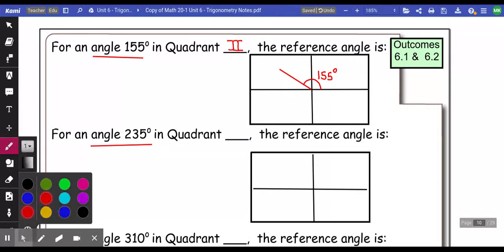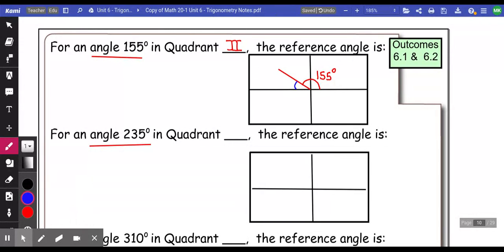And it has a reference angle in here of 180 degrees minus 155. That would tell me the reference angle. In this case, it's 25 degrees. The reason I did 180 is because 180 would get me all the way here. Then I subtract away 155, so I'm getting rid of that part of it.